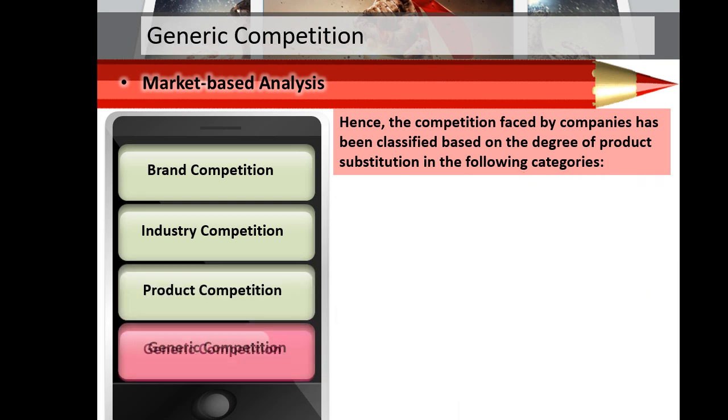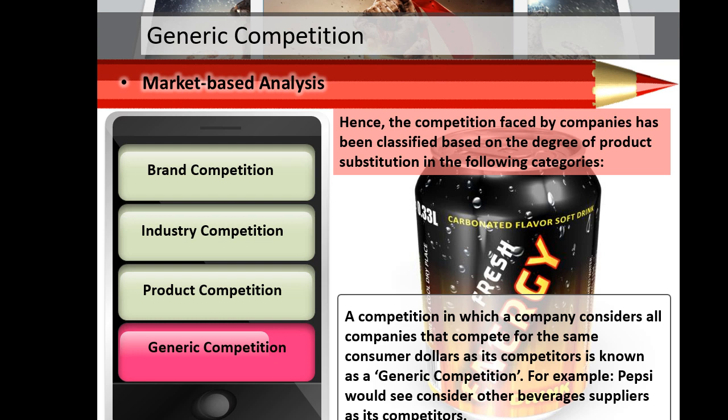So the next is generic competition. A generic competition in which a company considers all companies that compete for the same consumer dollar as its competitor is known as generic competition. For example, Pepsi will see other beverage suppliers as its competitors. So a product like Peak Milk will not just see Dano Milk as its competitors, but will also see maybe Milo as its competitors, where you have substitutes.